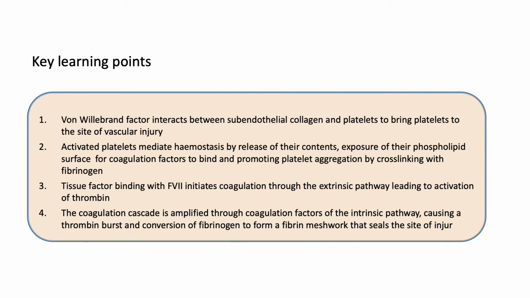With regards to the coagulation cascade, tissue factor binding with factor VII initiates coagulation through the extrinsic pathway leading to activation of thrombin, and the coagulation cascade is amplified through coagulation factors of the intrinsic pathway, causing a thrombin burst, and the thrombin burst causes the conversion of fibrinogen to form a fibrin meshwork that seals the site of injury.